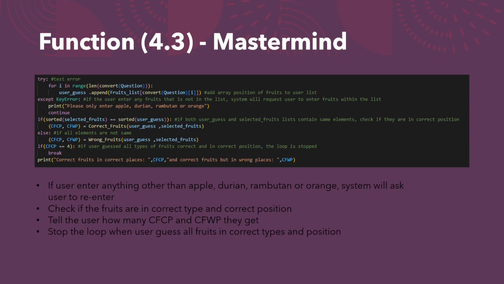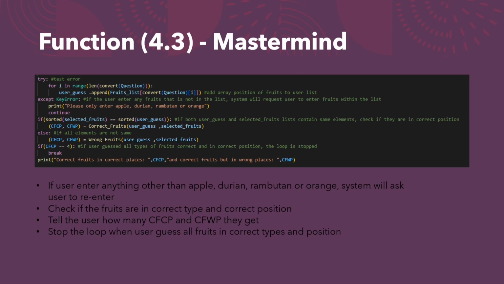After that, I will use try to test for any error. So for item in the range of the length of the user input, we'll be adding the array position of fruits to user list. And if the user enters any fruits that are not in the list, the system will request the user to enter fruits within the list.